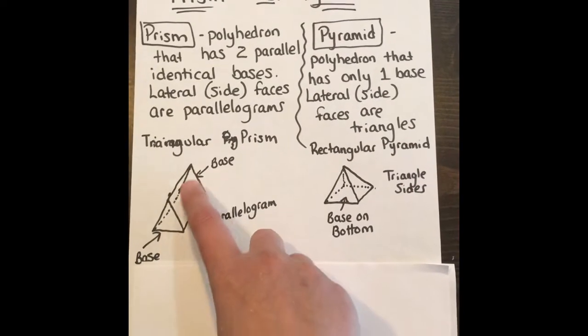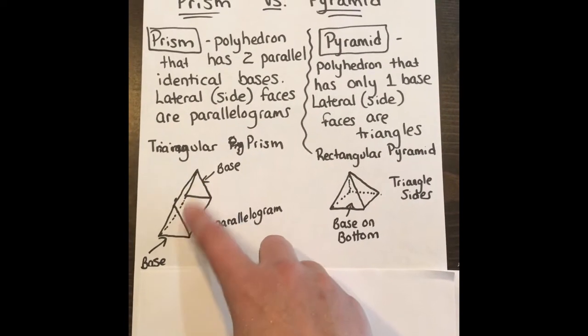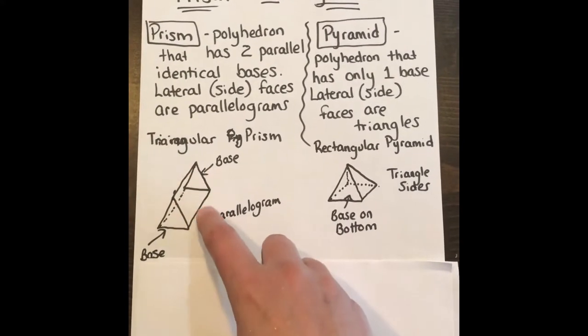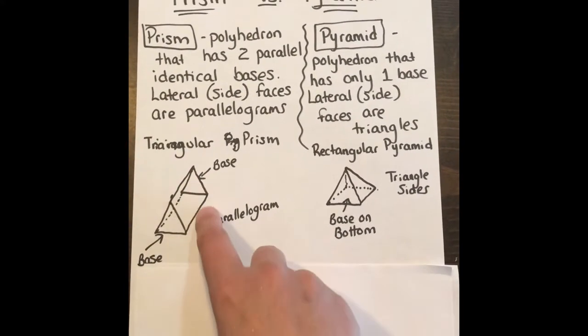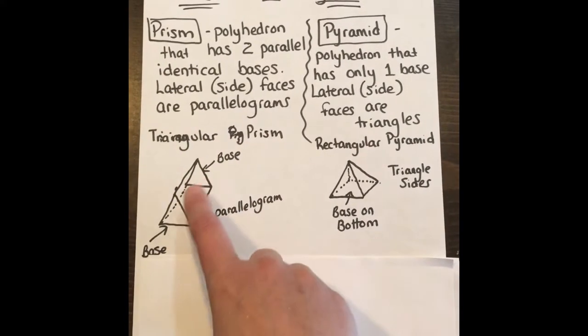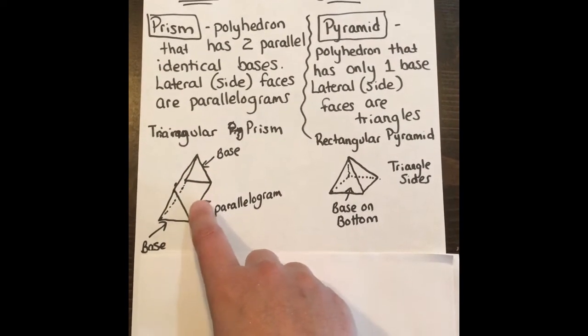So if it has two bases that are the same, two triangles, two pentagons, two hexagons, and then all the other sides are rectangles, then it's going to be a prism. And you can name it based on what the base shape is.